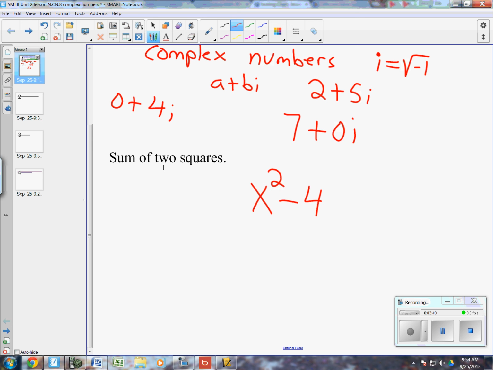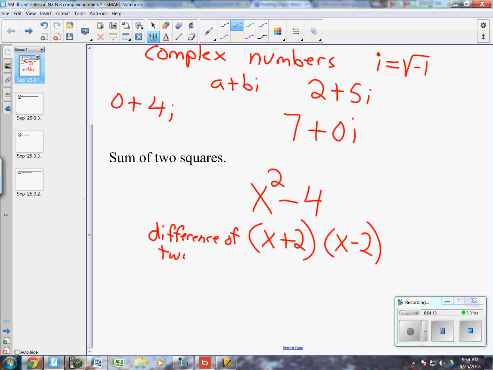It's difference of 2 squares. Remember that. Okay, 4 is a perfect square. X squared is a perfect square. Trayson, what is it? That is right. X plus 2 times x minus 2. It's called a difference of 2 squares. Okay, that's called a difference of 2 squares.